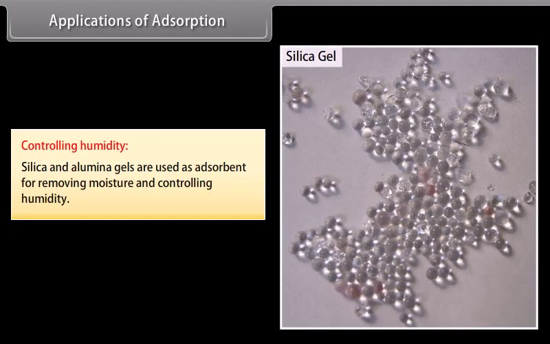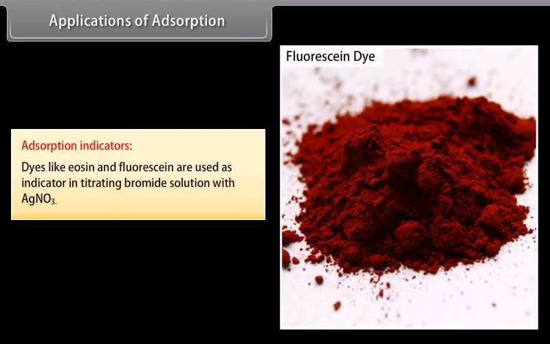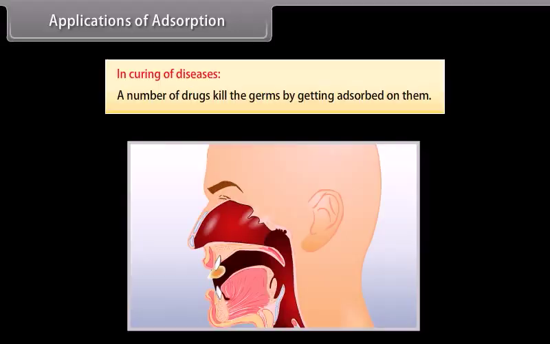Controlling humidity. Silica and alumina gels are used as adsorbents for removing moisture and controlling humidity. Adsorption indicators. Dyes like eosine and fluorescein are used as indicators in titrating bromide solution with AgNO3. Precipitate of silver halide has the property of adsorbing these dyes, thereby producing characteristic deep colors at the end point in the titration. In curing of diseases, a number of drugs kill the germs by getting adsorbed on them.